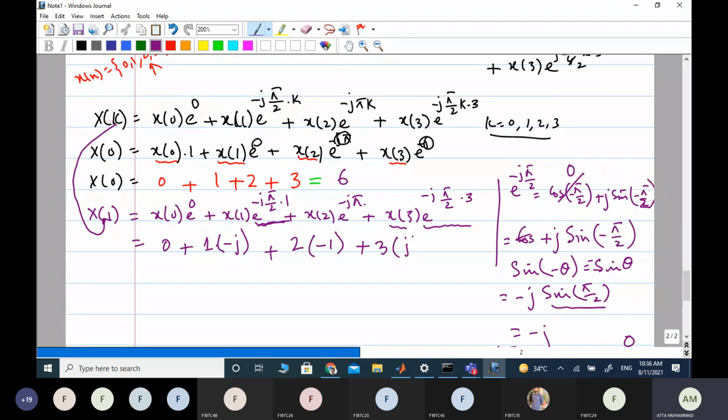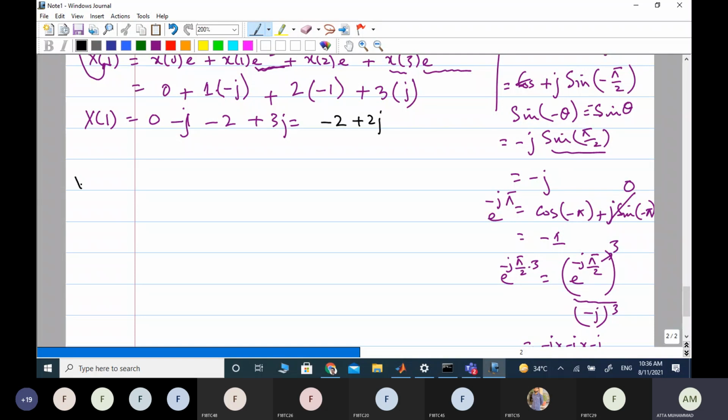So we have a positive j here. Our x of 1 is then 0 minus 1, minus j, sorry, minus j, and this is minus 2 and plus 3j. So the final answer is minus 2 plus 2j, right? So we have computed x of 0 and x of 1, but we have to go all the way to x of 3.